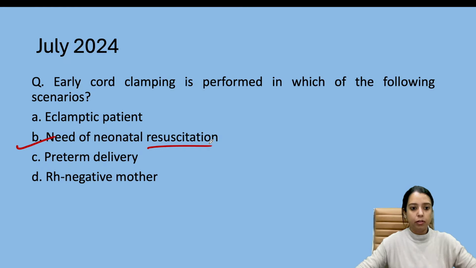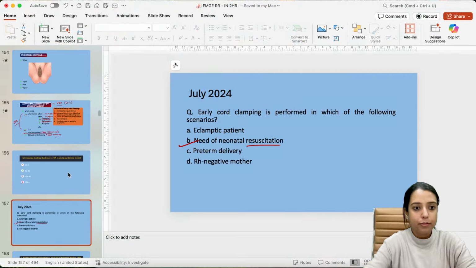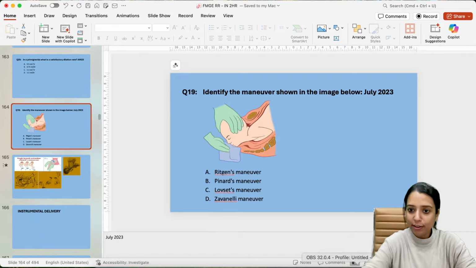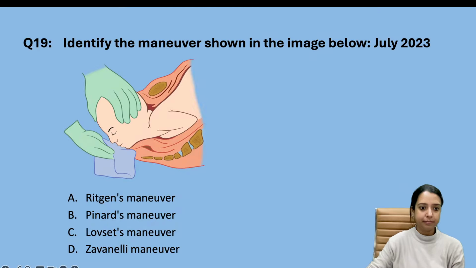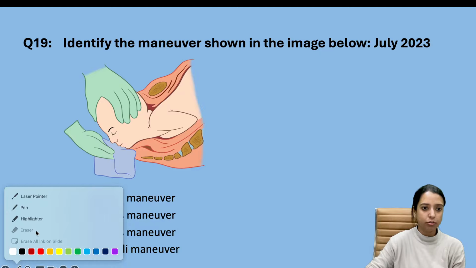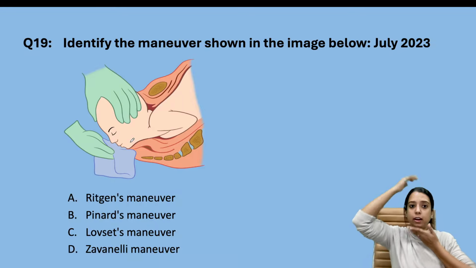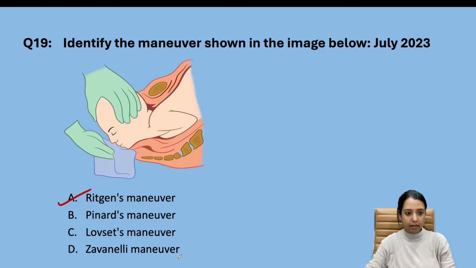Okay? Now, this is finished. Let me go to the maneuvers. You have taken a promise that I'll do the maneuvers. I was otherwise also planning to do maneuvers. There was nothing you had to worry about. Identify the maneuver. I've just explained this one. You are putting one hand on chin, one on head, and you're pulling the baby out. Ritgen's maneuver. What are other maneuvers?